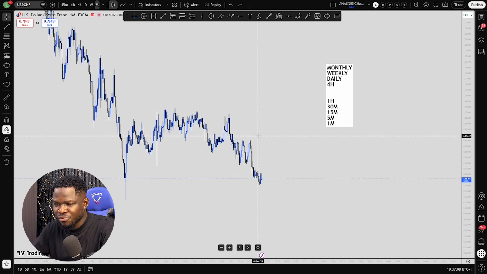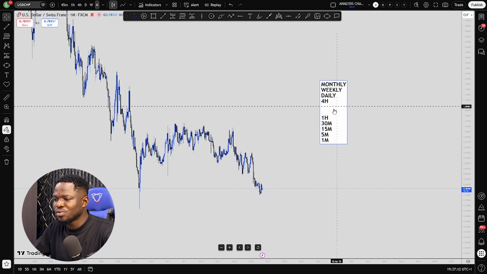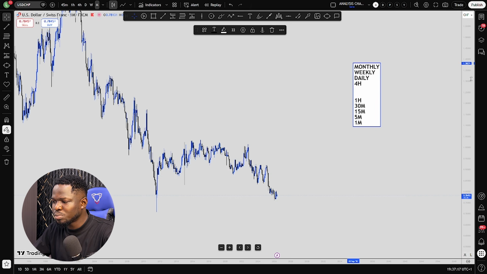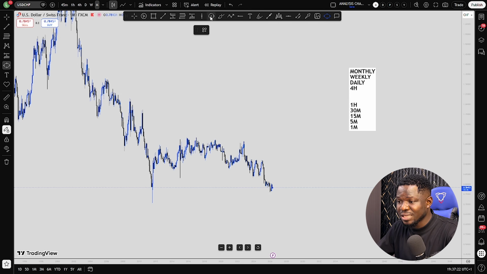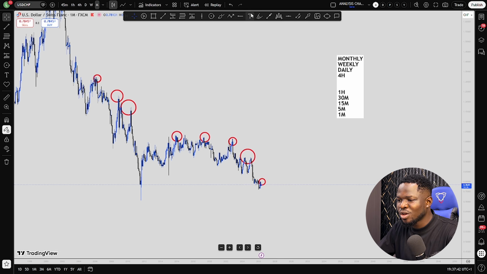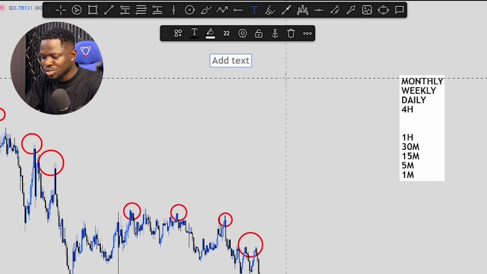On the monthly time frame of USD CHF, you can see a series of lower highs and lower lows, which represent the presence of sellers in the market. So these are signs that sellers are the ones in charge of the market on the monthly time frame. Let me put it down. The market condition on the monthly time frame is bearish. Sellers are the ones in charge.